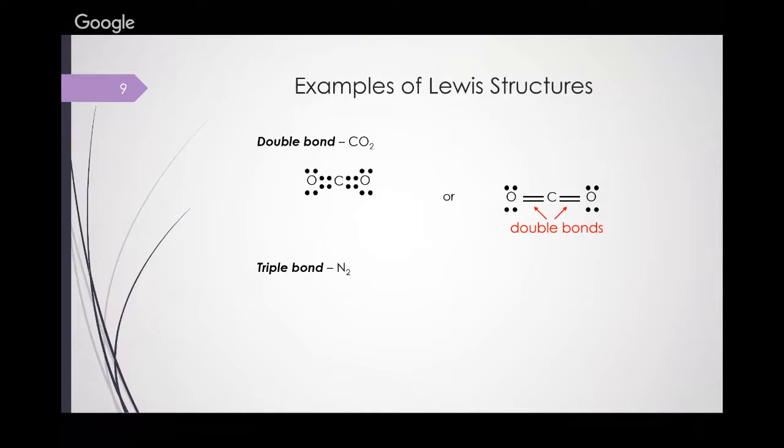How about a triple bonded molecule like nitrogen? Nitrogen ends up sharing 3 pairs of electrons so that each nitrogen has 8. And we can represent our triple bond by 3 lines connecting the nitrogen atoms. So we show here we've got a total of 8 electrons for this nitrogen, 8 electrons for the other nitrogen, and we are forming a triple bond.